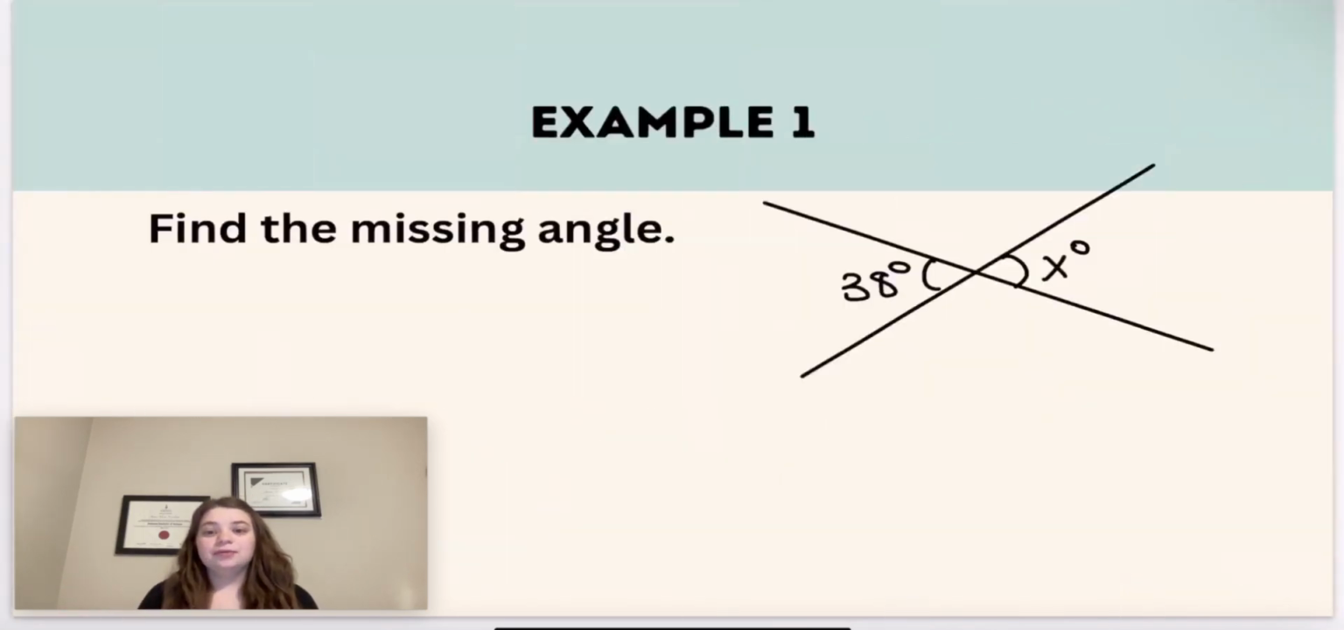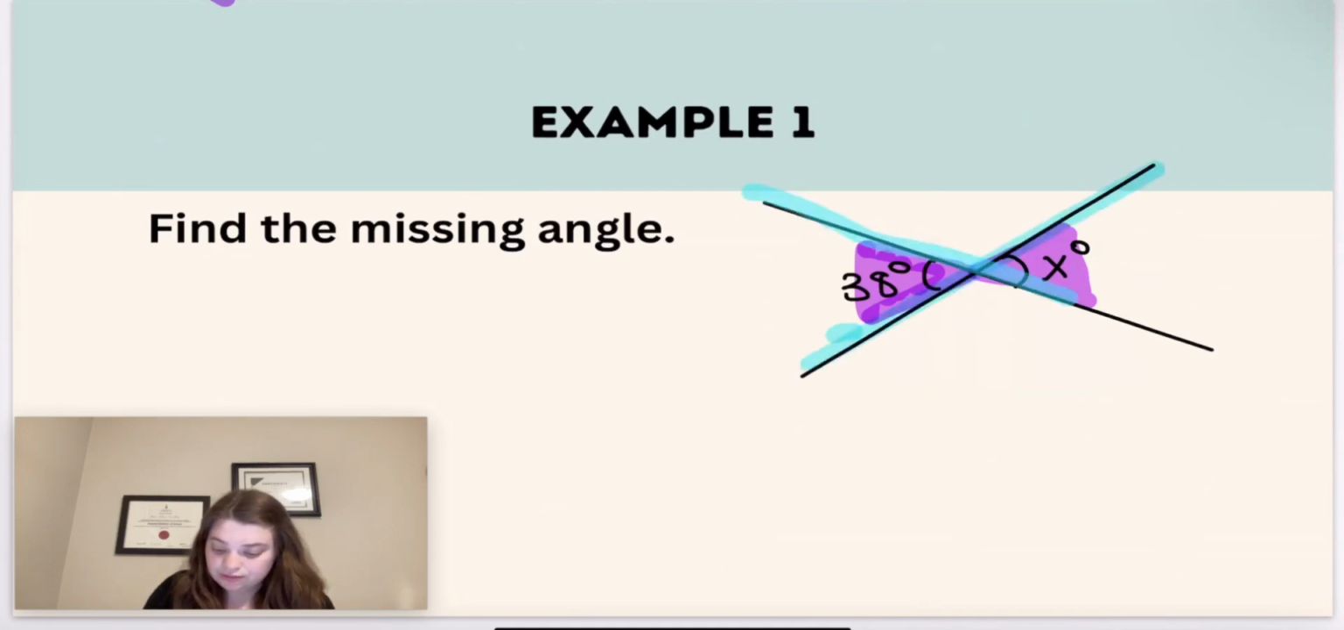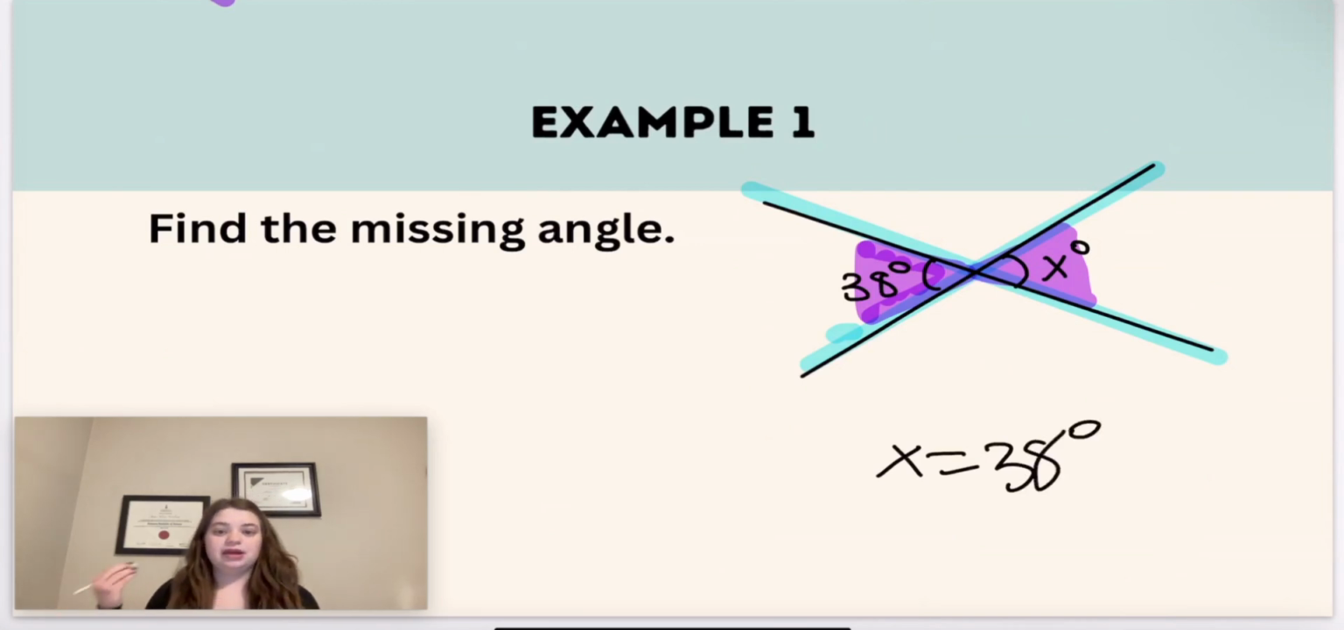So for example, here they ask us to find the missing angle. Well, it looks like these two angles are vertical angles because they are not adjacent, they're not beside each other, and they're formed by two straight lines, line 1 and line 2. So since the first one is 38 degrees, the missing angle x is also 38 degrees, because again, vertical angles are congruent, meaning same angle measure.